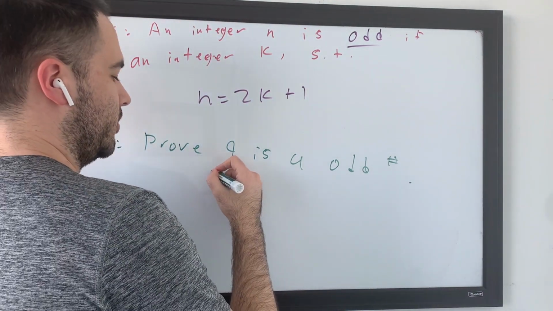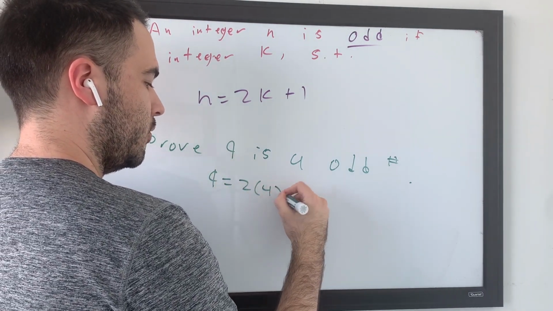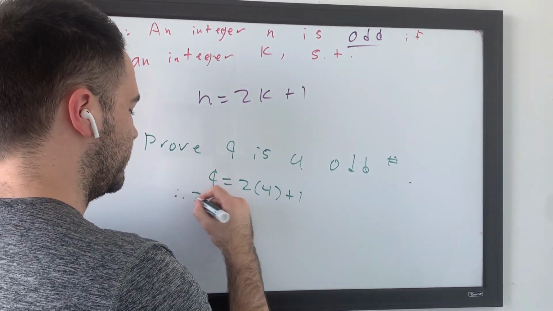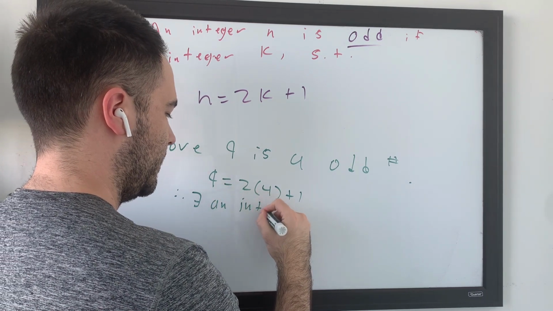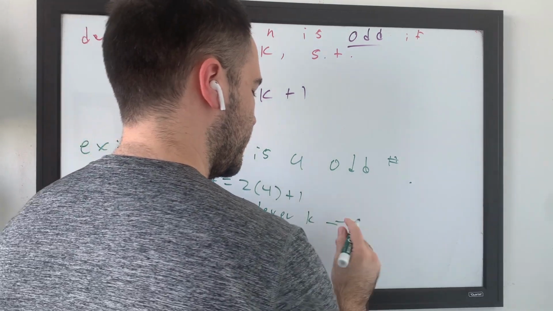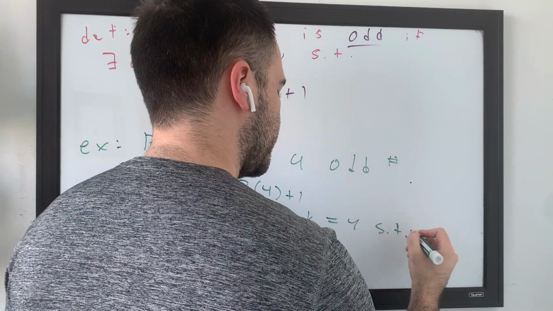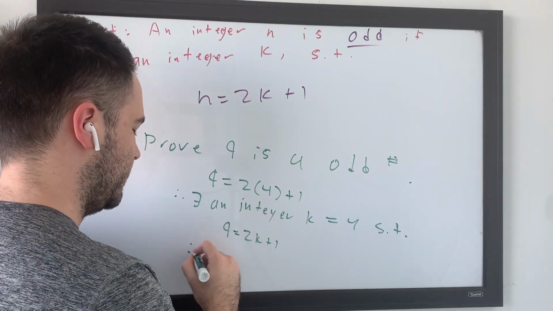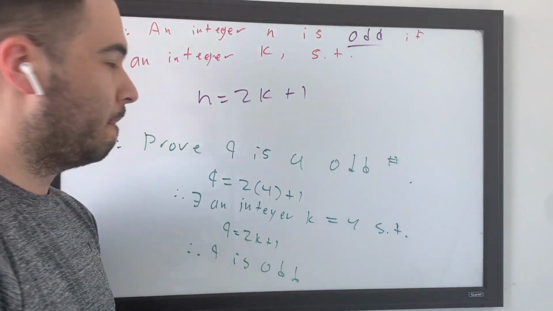In order to show that, we will do the same as before. 9 is equal to 2 times 4 plus 1. Therefore, there exists an integer k equals 4 such that 9 is equal to 2k plus 1. Therefore, 9 is odd.